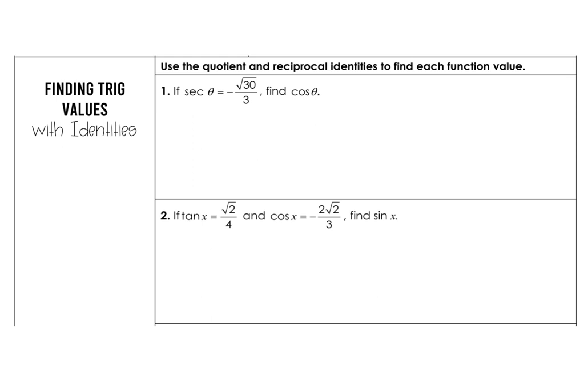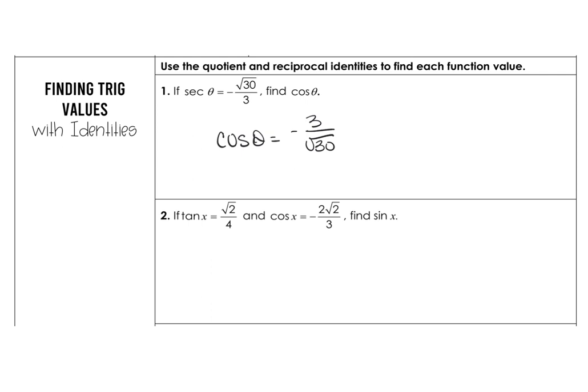So if we look at this, they've given us secant, negative square root of 30 over 3. They want cosine. For this one, all I have to do is flip it. So I can just put the 3 on top, the square root of 30 on bottom. With radicals, do you want to leave that 30 on bottom?